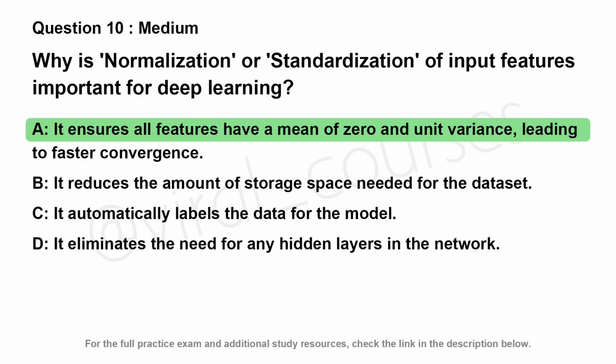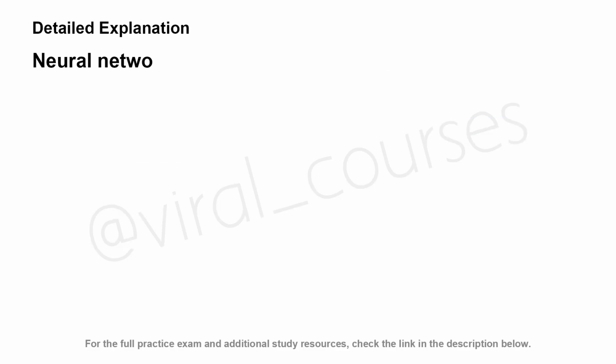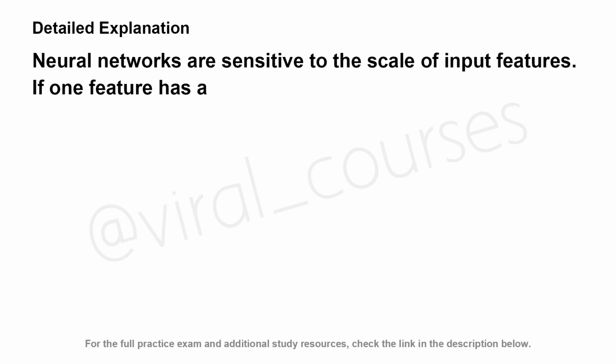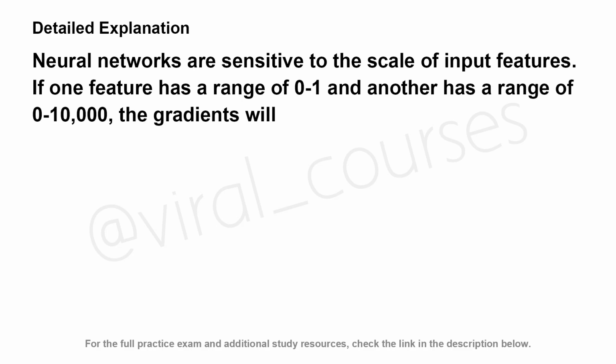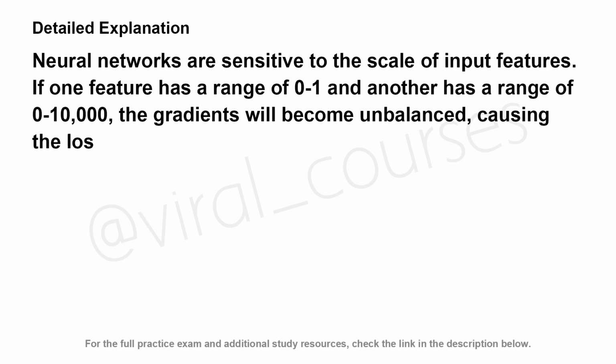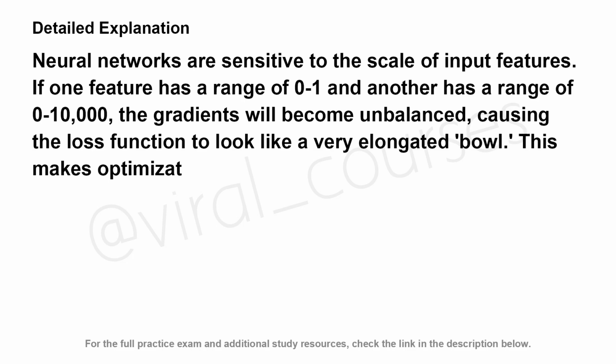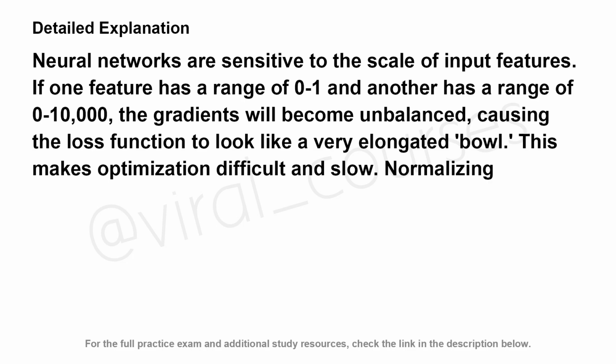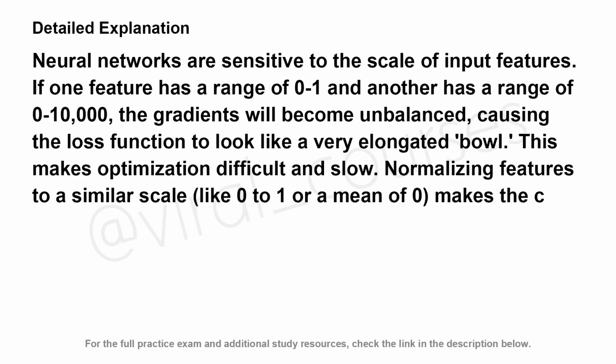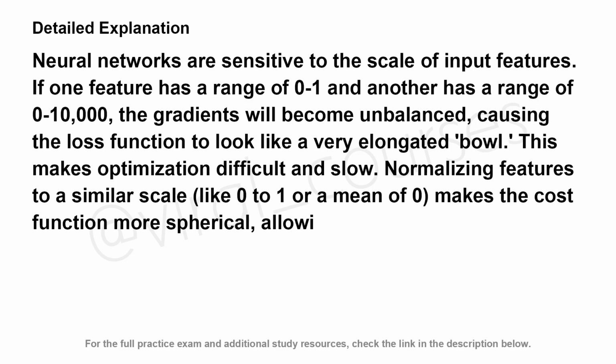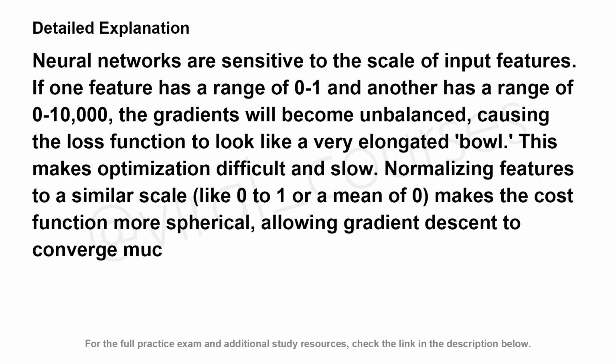The correct answer is A. Neural networks are sensitive to the scale of input features. If one feature has a range of 0 to 1 and another has a range of 0 to 10,000, the gradients will become unbalanced, causing the loss function to look like a very elongated bowl. This makes optimization difficult and slow. Normalizing features to a similar scale, like 0 to 1 or a mean of 0, makes the cost function more spherical, allowing gradient descent to converge much faster and more reliably.